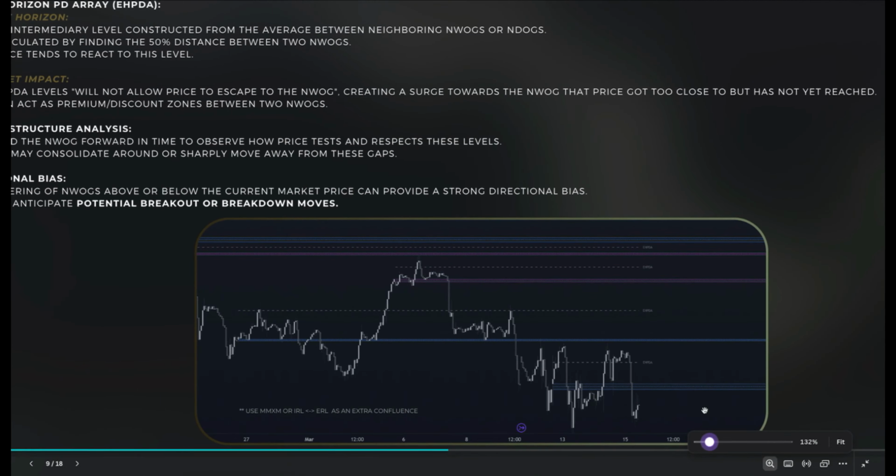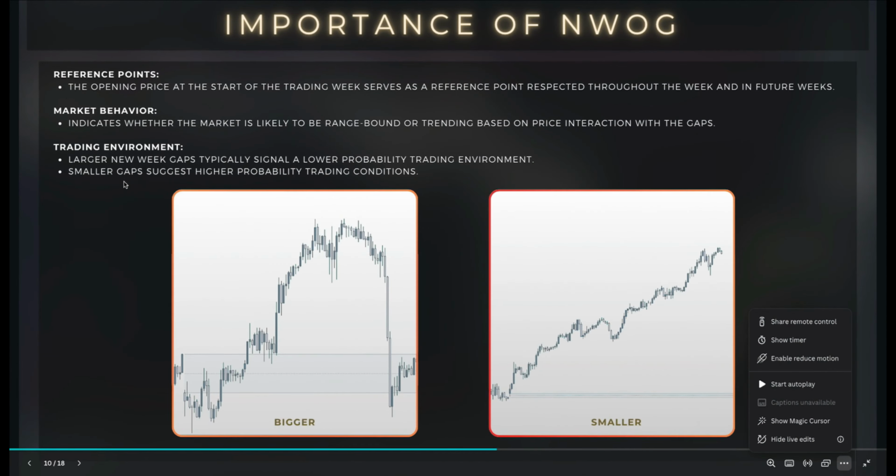Pretty neat. Okay, so the importance of new week opening gap. Reference points: the opening price at the start of the trading week serves as a reference point respected throughout the week and in future weeks. Market behavior indicates whether the market is likely to be range bound or trending based on the price interaction with the gaps. Trading environment: larger new week gaps typically signal a lower probability trading environment, while smaller gaps suggest higher probability trading conditions. And the same thing applies to NDOGs.